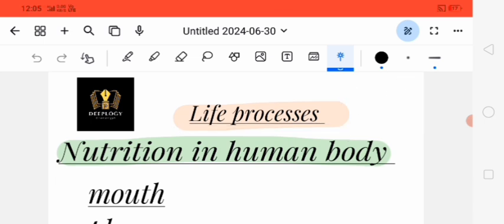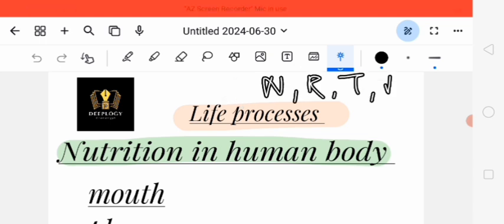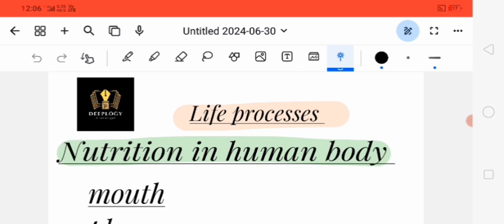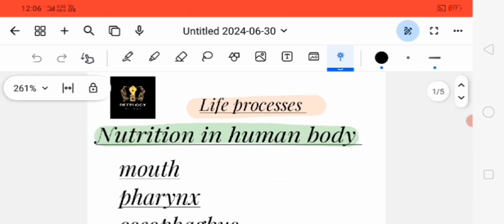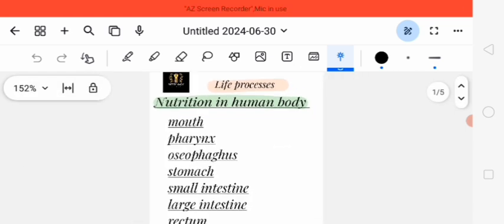In this class 10 of CBSE, we are going to learn 4 maintenance processes, that is nutrition, respiration, transportation and excretion. Whenever we are going to learn one maintenance process, firstly we will go with the human body, then we will discuss about the plant body. Is it fine? Yes. Nutrition in human body.